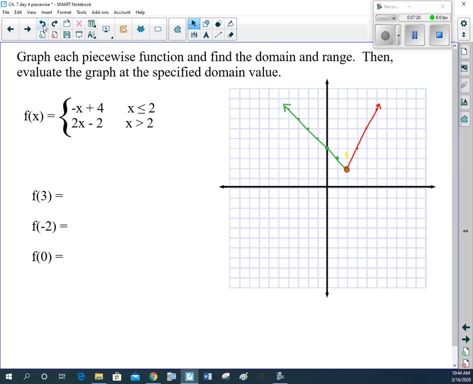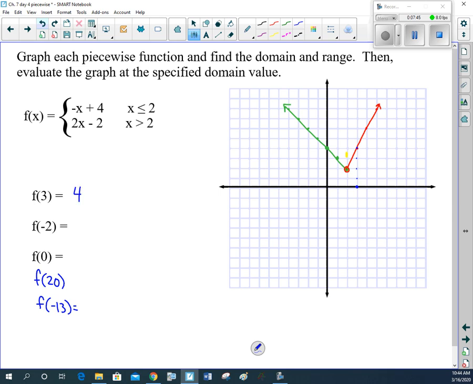Over here, I'm going to add a couple more. I'm going to do f of 20 and f of negative 13. Okay, so I'm going to do f of 3. If I were to come over here to my graph and I counted over to 3 right here, I could go up 1, 2, 3, 4 right there. That would be my answer. So f of 3 is 4.